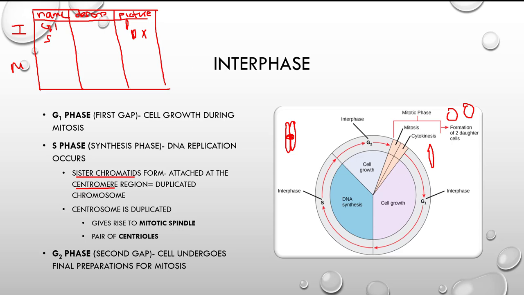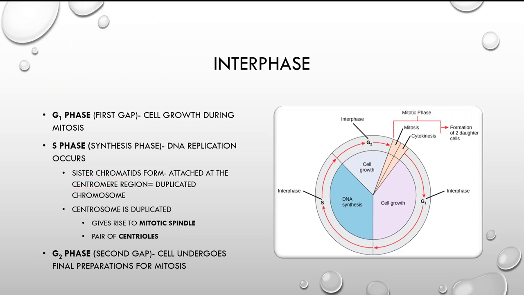So those are the 3 stages of interphase: G1 or gap 1, S for DNA synthesis, and G2, gap 2. For G1 and G2, think of growth, because the cells are growing during those phases. And for S phase, think DNA synthesis phase, where they're replicating their DNA. Next we're going to go into the mitotic phase.